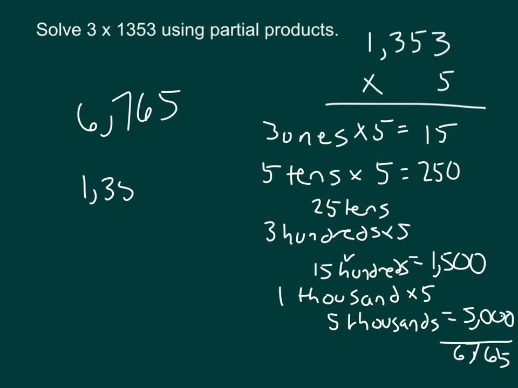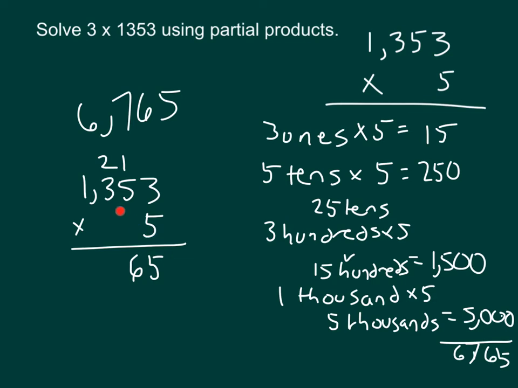Here's that same problem using the standard algorithm approach. We take 5 times the 3 ones, which is equal to 15. In the ones place, I'd record a 5, and I would regroup the 1 to the tens place. 5 times the next 5, and that's 5 tens, is 25 tens, plus 1 more is 26 tens. So I'll record a 6 and regroup the 2.